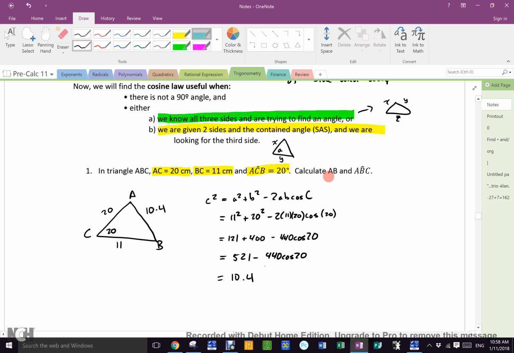Now, it says I want AB, which we just got, and I want angle ABC. What am I going to use to find that guy? Of course I can use sine law, because what did I just get? My pair. So I have 10.4 over sine 20 has to equal what?